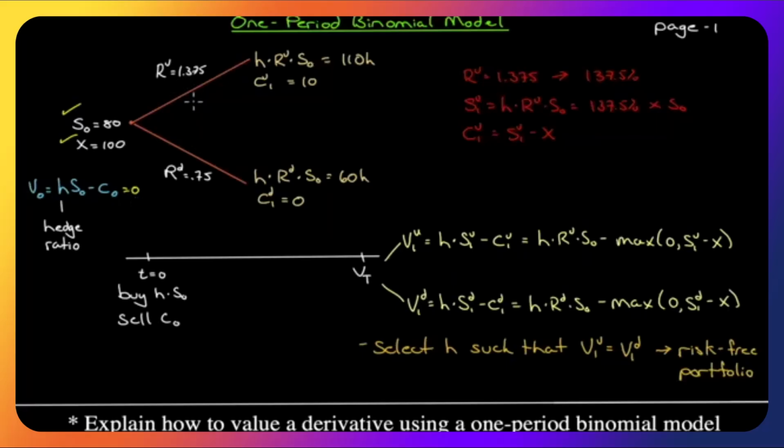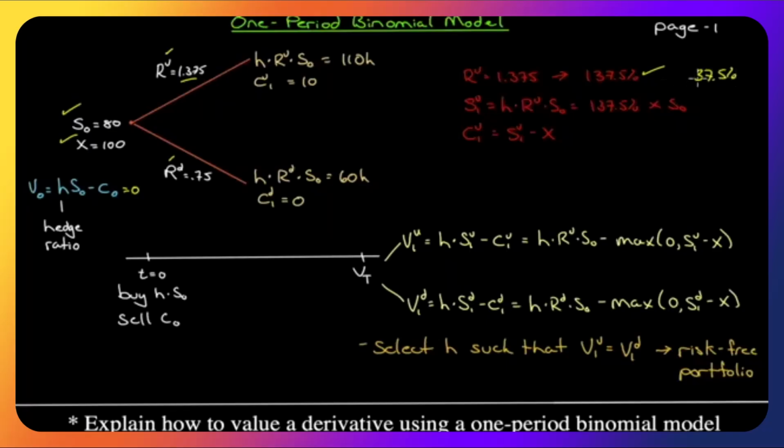We need to have some measure of volatility. RU is the return for an up move. RD is the return for a down move. These are returns. They're not probabilities. They're just, if the stock goes up, what percentage will it go up? And if it goes down, what percentage will it go down? This is 1.375. You can think of it as 137.5%. So basically, the ending price will be 137.5% of 80, or basically, it'll go up 37.5%.